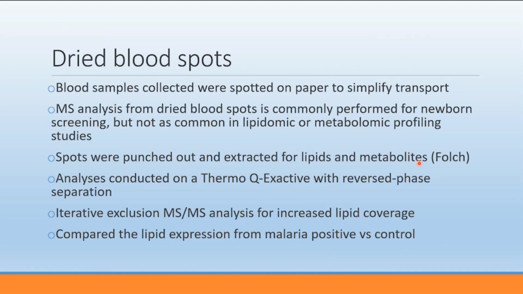We then conducted analyses on a Thermo Q Exactive using reverse phase separation for lipids as well as for metabolites. And we used an approach where we can dig into the data called iterative exclusion tandem mass spectrometry, which allows us to increase coverage for lipids as well as metabolites. And in this case, we wanted to compare the expression of lipids across both malaria positive as well as malaria control samples, so no malaria.